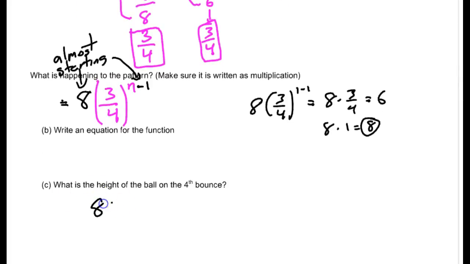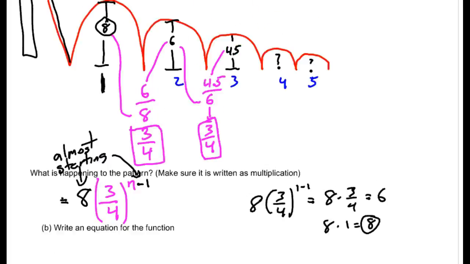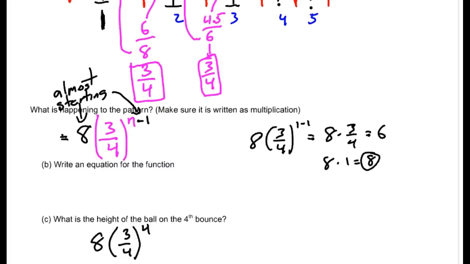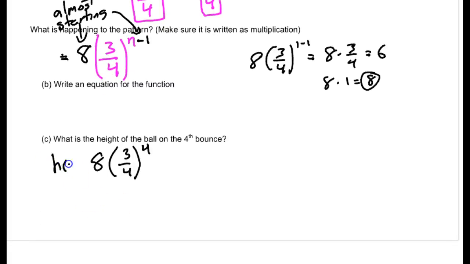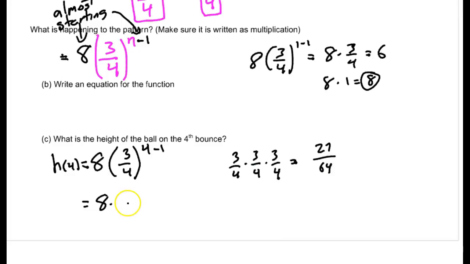So we can put in 4 to figure out the 4th bounce. I think they say this is h to the n, height. Yeah, that makes sense. Height at 4 bounces, and we can figure that out. Oh yes, 4 minus 1, sorry. We have a -1. So it's 3 times 3 times 3, and that's 27. 4 times 4 times 4, that's 64. So now you just have to do what's 8 times 27 over 64.